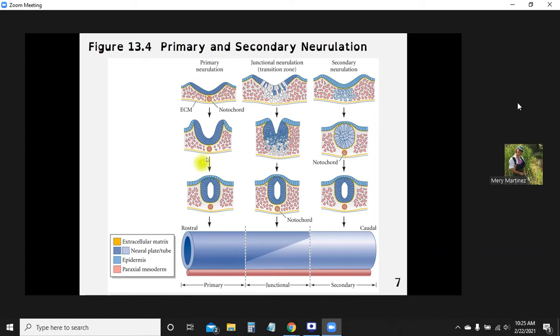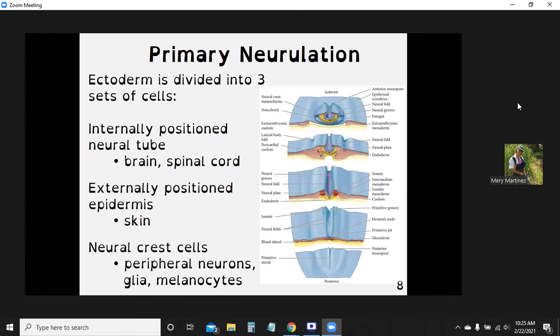In primary neurulation, we have the formation of a tube that pinches off and becomes a separate structure. In secondary neurulation, a cord forms and then hollows out. And between both of them, we have the junctional neurulation, which is the transition zone that has a little bit of each of them, okay? Okay, so now let's go through the primary neurulation process.